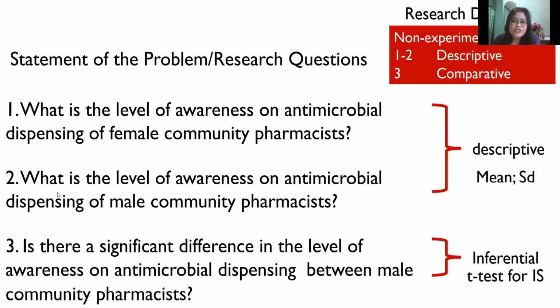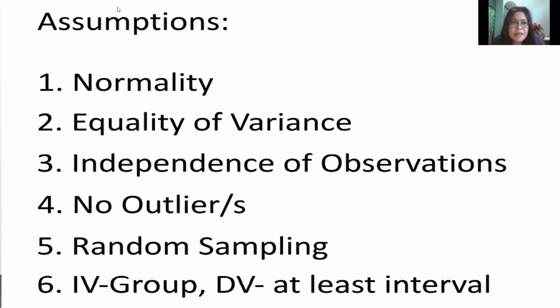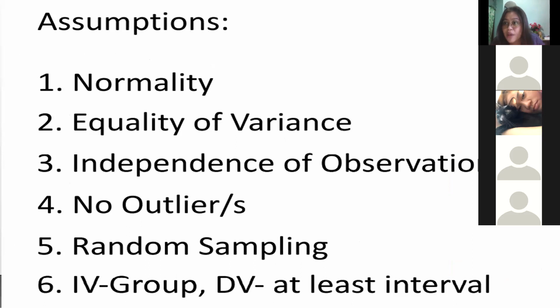So number 1 and 2 questions, descriptive lang na. Kailangan lang nimo makuha ang mean sa bawat answer. Okay? And then dinhi, inferential statistics na kay nangutana na siya kung naay difference ang babae ug ang lalaki nga pharmacist in terms sa ilahang awareness sa pag-dispense sa antimicrobial. So mao ni siya again ang mga assumptions na kailangan nato i-satisfy before ta maka-conclude nga parametric test atong gamiton ang t-test. T-test is a parametric test.